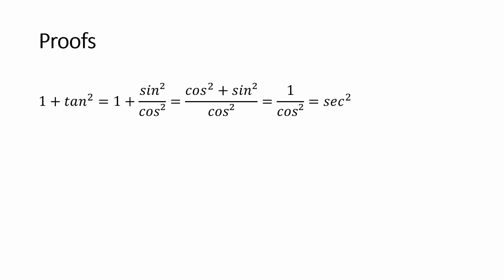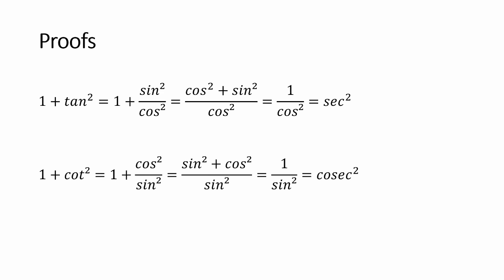Here are the proofs of the other identities. Firstly, the 1 plus tan squared equals secant squared identity. You can see that tan squared can be expanded into sine squared over cosine squared, which can then be simplified into cosine squared plus sine squared all over cosine squared. And since we know that cosine squared plus sine squared is equal to 1, this is just equal to 1 over cosine squared, which is secant squared.